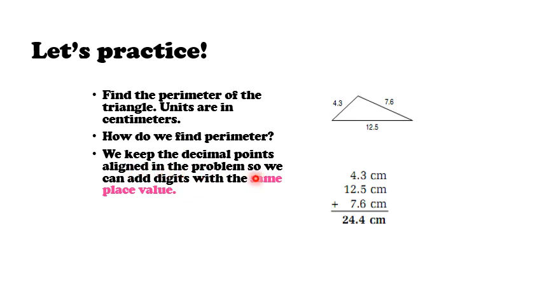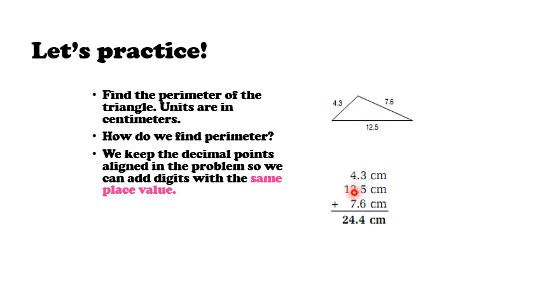Then I can add digits with the same place value. I'll start digit by digit, column by column, and add the numbers. I'll start from this place value, all of these numbers in the tenths. So I'll add 3 plus 5 equals 8. 8 plus 6 equals 14. Carry 1. 1 plus 4 equals 5.